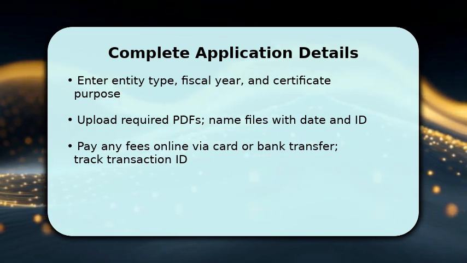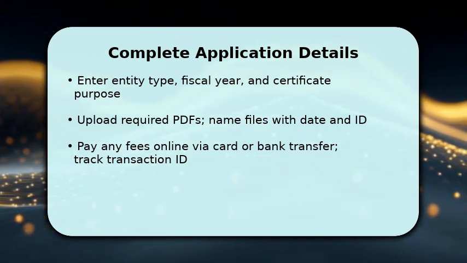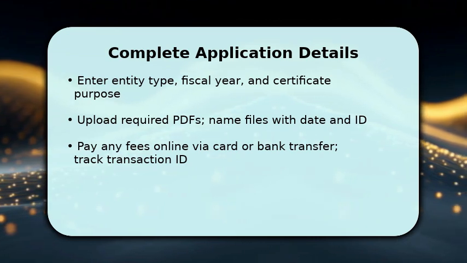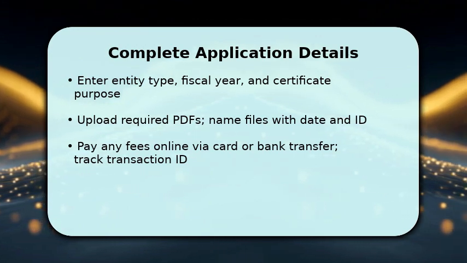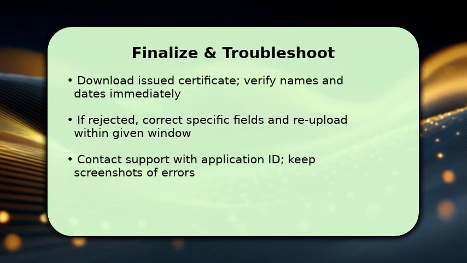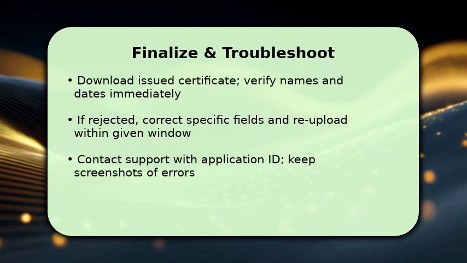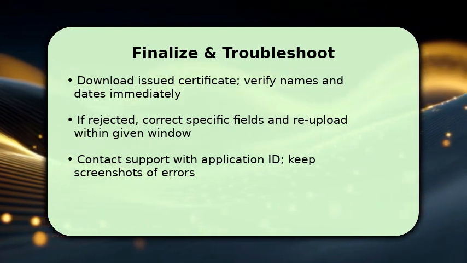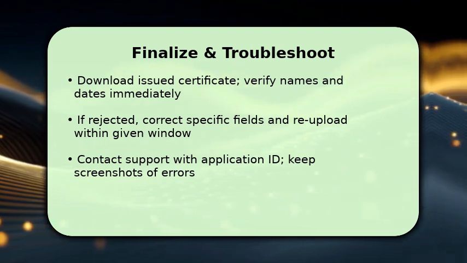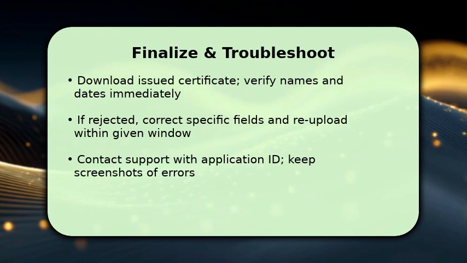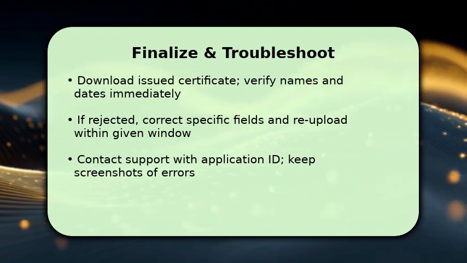After payment, the system queues a verification check. Patience matters here, but you can monitor status on your dashboard and check messages. When approval arrives, download the issued certificate and verify names and dates right away because errors are harder to change later. If the application is rejected, read the rejection note, correct only the flagged fields, and re-upload within the allowed window to avoid starting over.